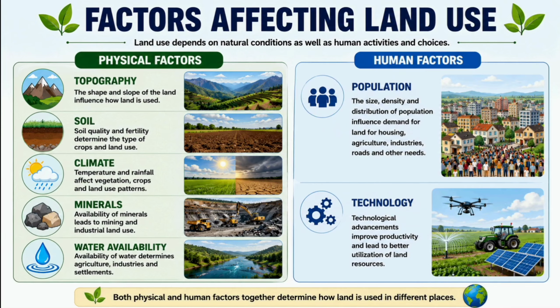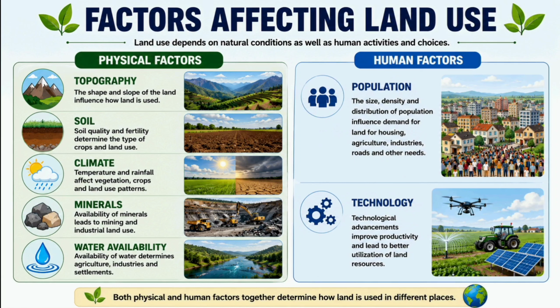Physical factors. Topography, the shape and slope of the land, influences how land is used. Soil quality and fertility determine the type of crops and land use. Climate, temperature and rainfall affect vegetation, crops and land use patterns. Minerals: availability of minerals leads to mining and industrial land use. Water availability determines agriculture, industries and settlements.